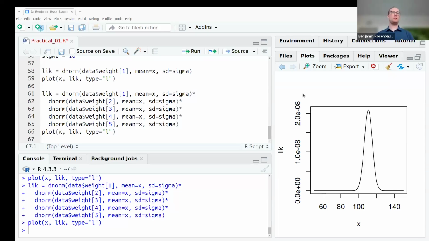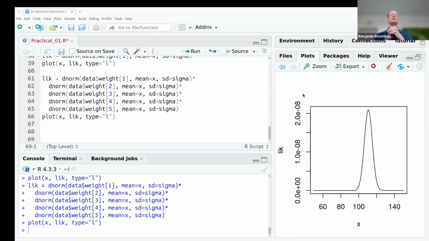Okay, so what I want to do next is write a function where all the data goes in, and also both of the parameters go in, and out comes my log likelihood, or my likelihood. But I will do the log likelihood because it is computationally easier. So I now want to write a function which I will call likelihood.